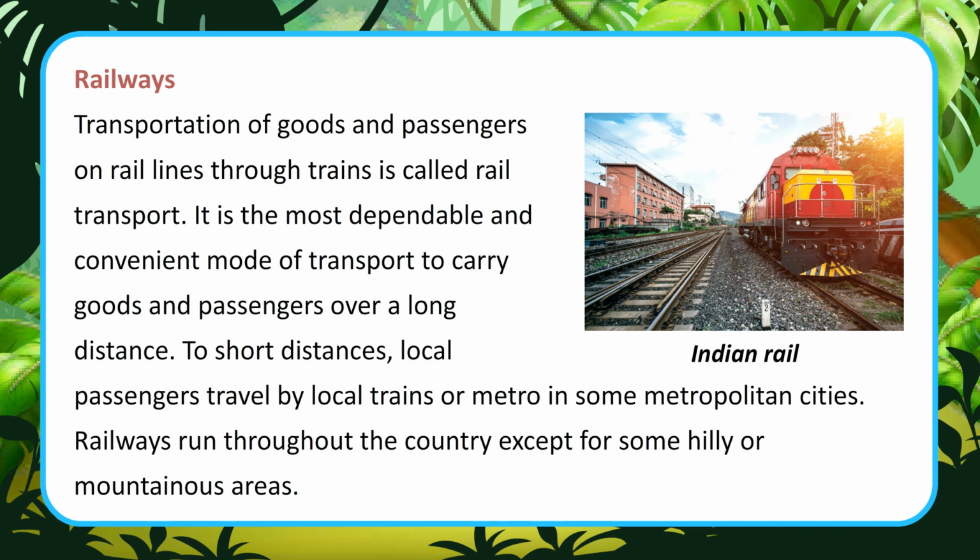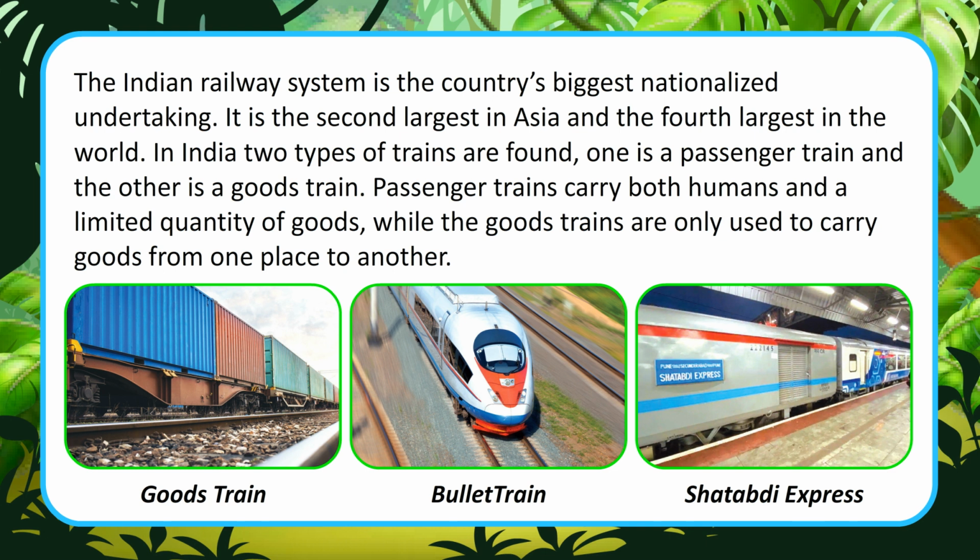Railways. Transportation of goods and passengers on rail lines through trains is called rail transport. It is the most dependable and convenient mode of transport to carry goods and passengers over a long distance. For short distances, local passengers travel by local trains or metro in some metropolitan cities. Railways run throughout the country except for some hilly or mountainous areas. The Indian railway system is the country's biggest nationalized undertaking. It is the second largest in Asia and the fourth largest in the world.